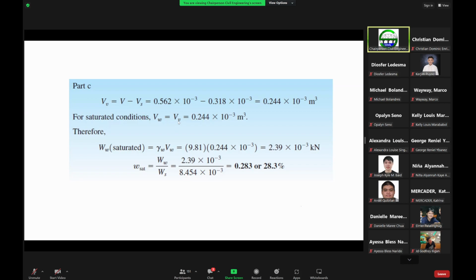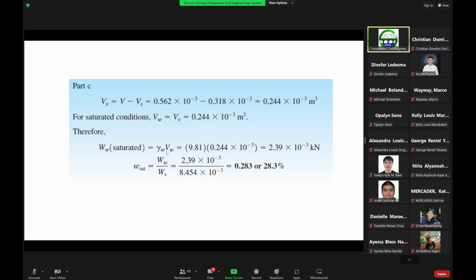But we know in such a condition that the volume of water is equal to the volume of voids, because there's no volume of air in a saturated condition. So that means the volume of voids is equal to the volume of water. We know that the unit weight of water is equal to the weight of water in the saturated case over the volume of water. So we already know the volume of water here; multiply that by the unit weight of water, which is 9.81, and that gives you this value here.